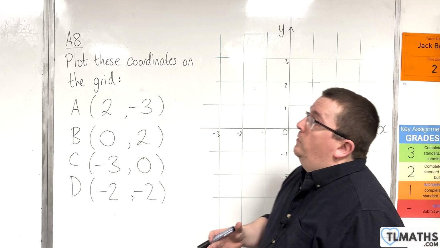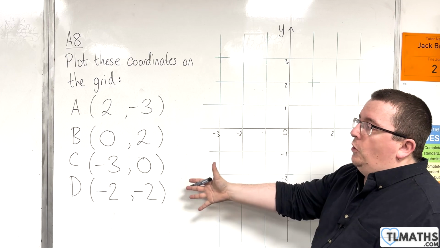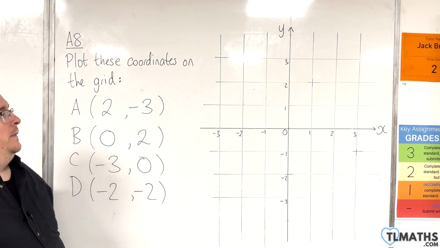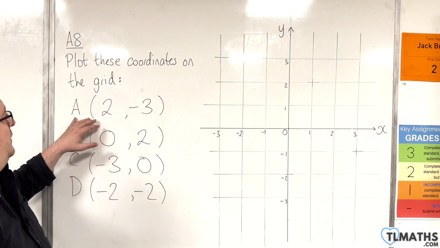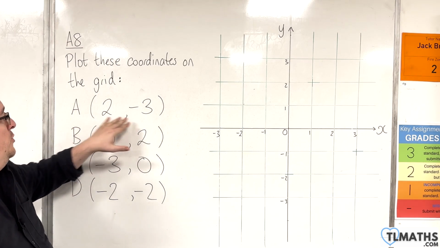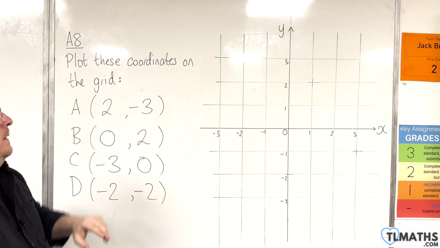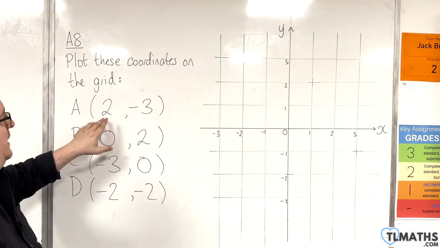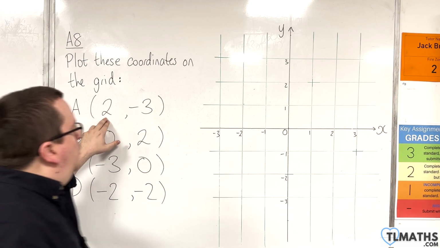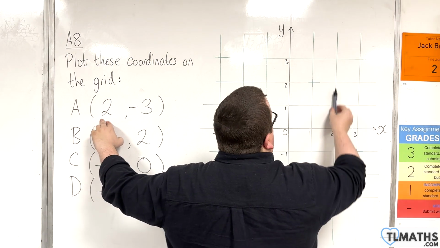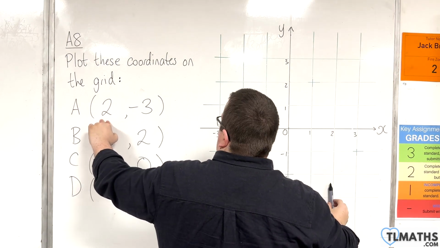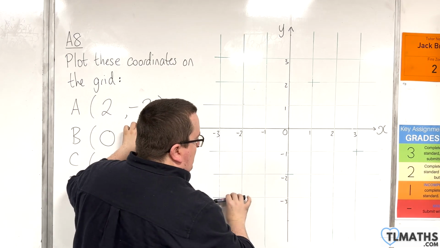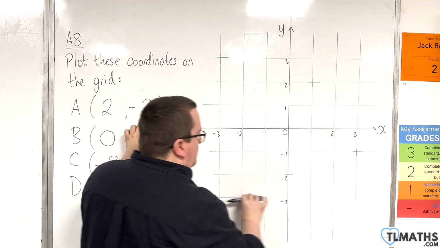So in this video, I need to plot these coordinates onto this coordinate grid. So the first one is A, and that's located at 2, -3. So I need the point to be at the intersection of x equaling 2, which is this vertical line here, and y equaling -3, which is this horizontal line here.